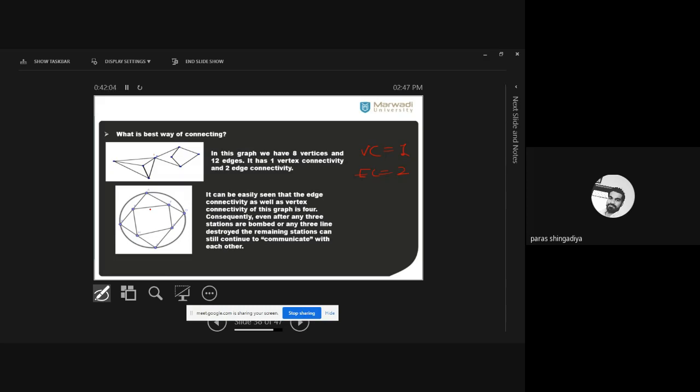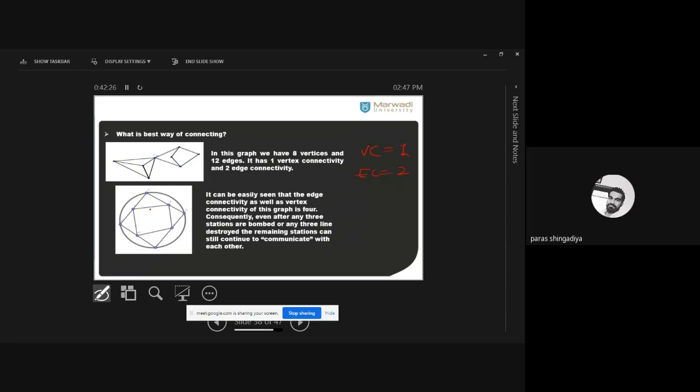What will be the edge connectivity of the second graph? 4. Yes, 4. You have to delete at least 4 edges to make the graph disconnected. Edge connectivity is equal to 4. And what is the vertex connectivity of this graph? That is also 4.